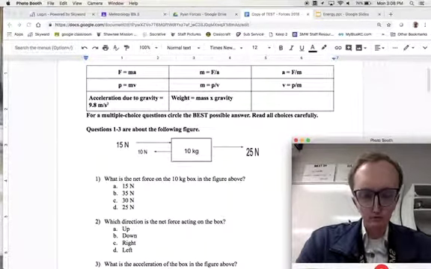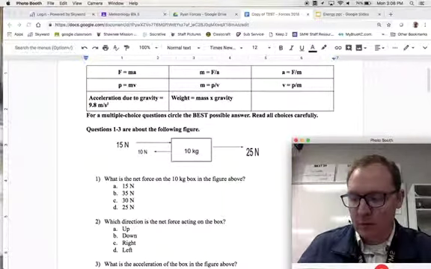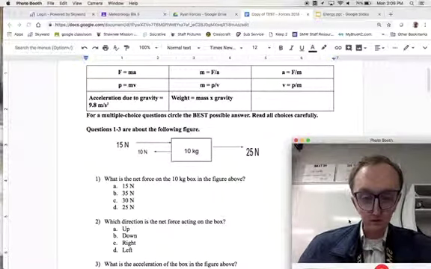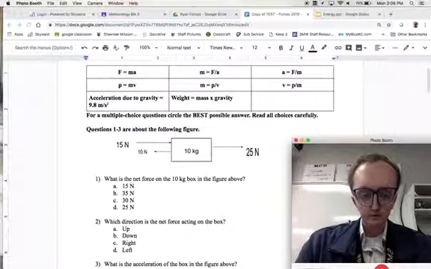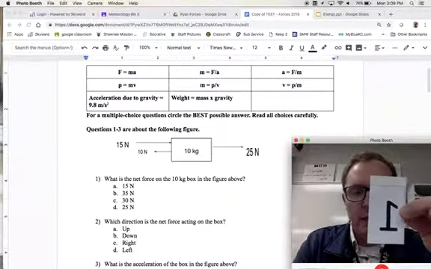This is your video review for the force and momentum test. If you're looking to do a test retake, we're going to blow through this pretty quick. This video will just be the first half of the test, the first 19 questions. If you're scrolling along, we're going to be looking at question number 1.